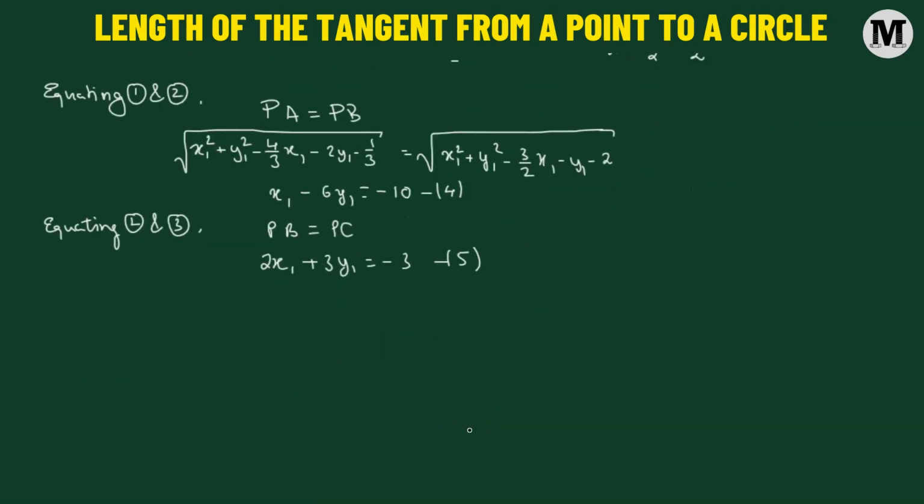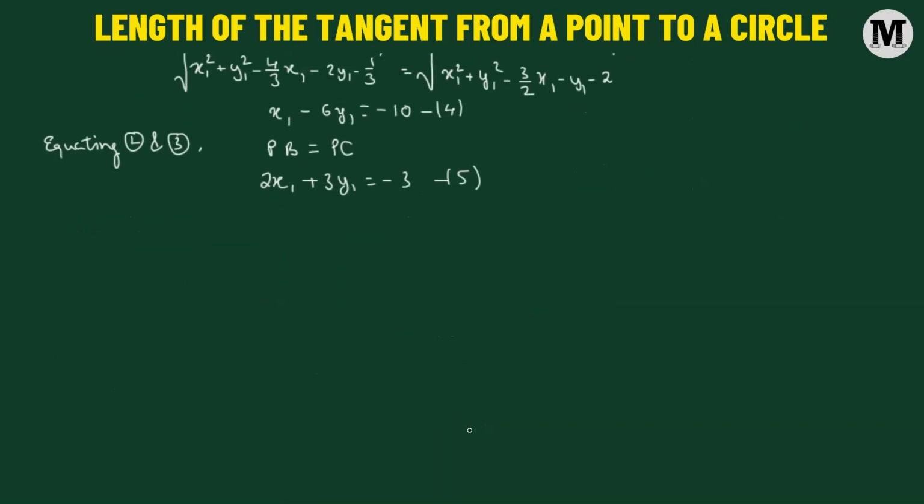Now we can solve equation number 4 and 5 to obtain the values of x1 and y1. Let's do one thing. Let's take equation number 4 and keep it as it is, so we have x1 minus 6y1 equals negative 10. And then we are going to take equation number 5 and multiply throughout with 2. So 2 times 2x1 will be 4x1, 2 times positive 3y1 will be 6y1, and 2 times negative 3 will be negative 6.